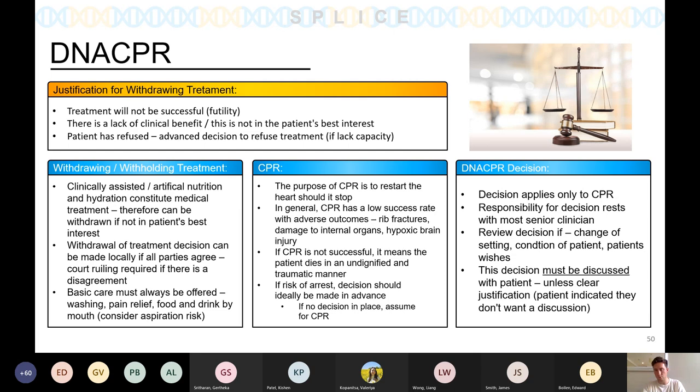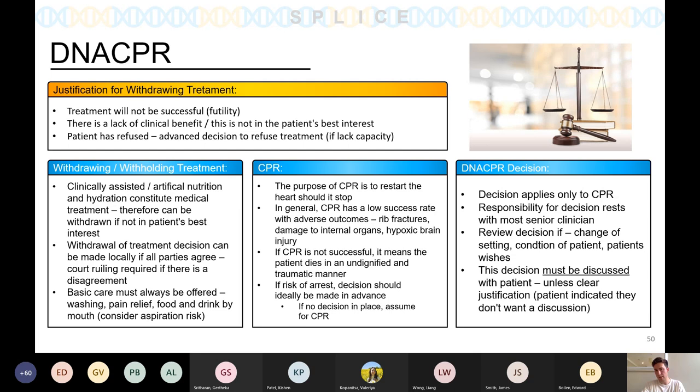Then what is CPR and why do we do it? As you all know, it's there as a mechanism to restart the heart. It's a last resort life-saving treatment, but it has a low success rate and lots of adverse outcomes, which, if CPR is unsuccessful, can cause patients to die in this extremely traumatic and undignified manner. That is why the discussion should happen with patients who are approaching the end of life, and maybe at risk of an arrest, as to what we should do in that eventuality. For instance, should we do all we can to attempt to save your life, or should we let you die peacefully and with dignity? It's a very big decision.